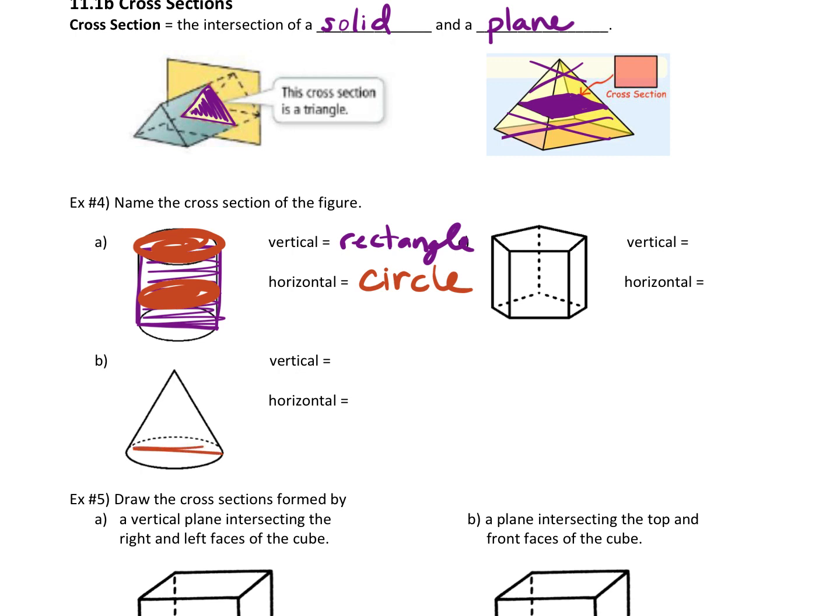This is your shape, right? If you went through vertically, you would get a triangle. If you cut through horizontally, you would get what? A circle. Horizontally would be a circle.